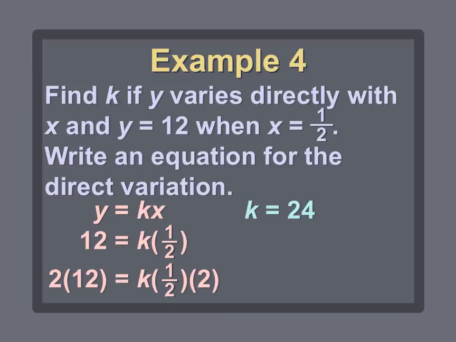Now we need to write an equation for the direct variation. So remember, the equation is y equals k times x, where we have to say where k is. Well, we know that k is 24. So when we write our equation, we'll write y is equal to 24x. And that's our equation for the direct variation.